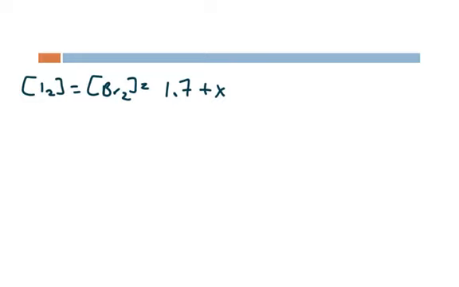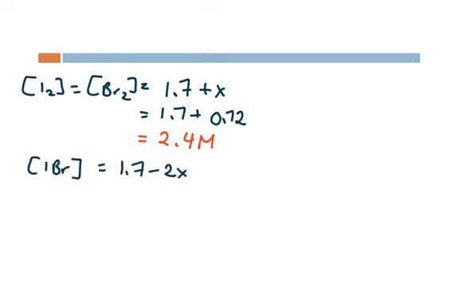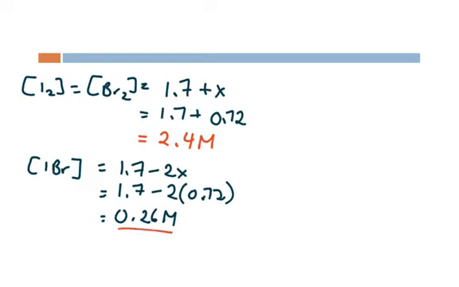So for the reactants, they're equal to one another, so I'm just going to do it once, 1.7 plus x. So that's going to be our 1.7 plus 0.72. And we're going to bring it down to one decimal place, so 2.4 moles per liter. The IBr is 1.7 minus 2x, so again we're going to substitute our x value, 0.72, for a final answer of 0.26 moles per liter. I'll just underline it in red.